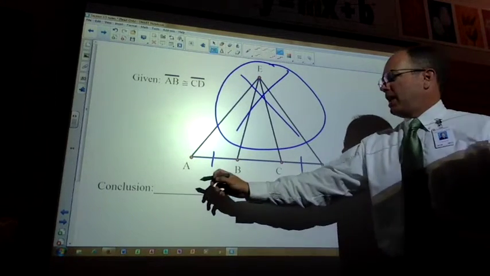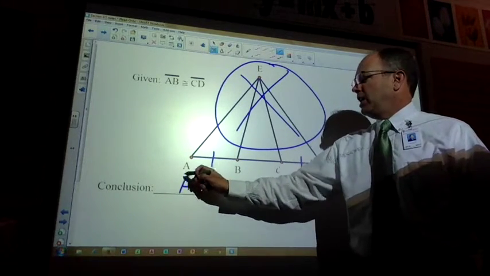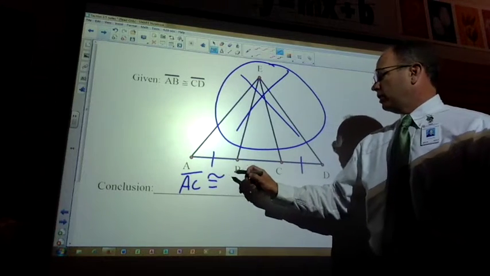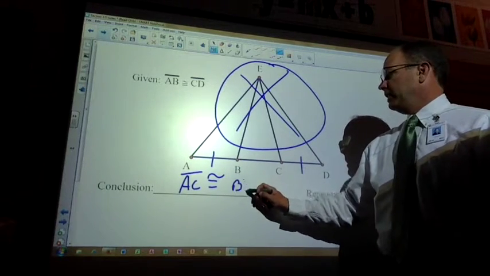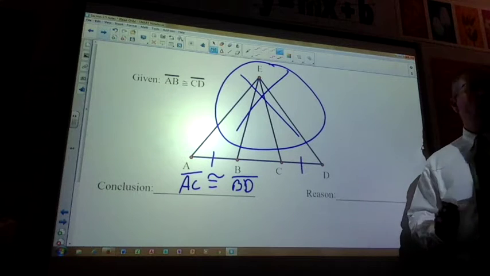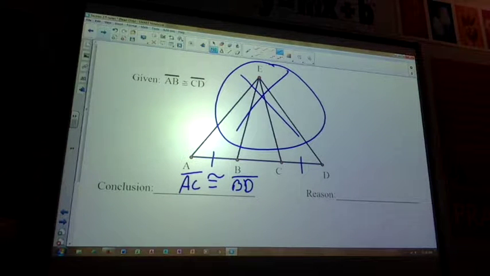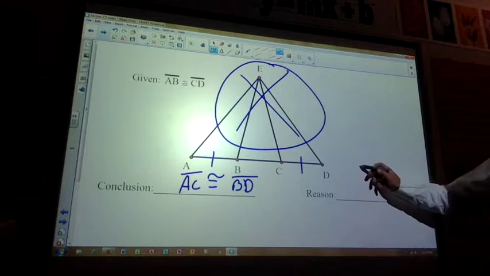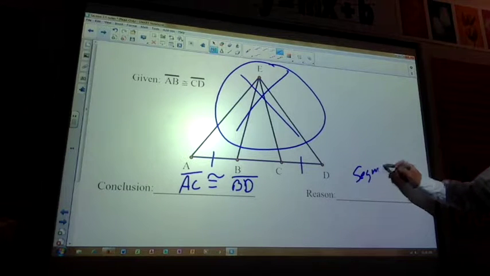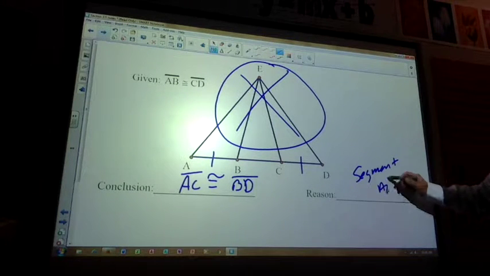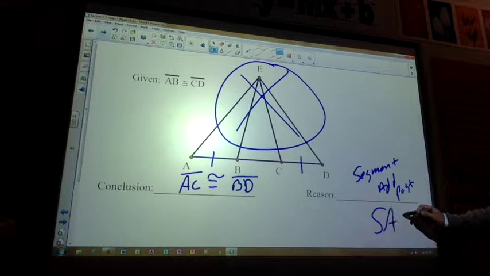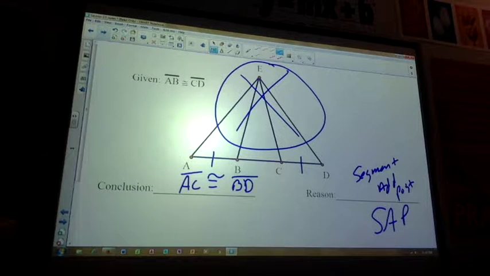Can we state that segment AC is congruent to segment BD? If so, why? Would it be segment addition postulate? Yeah, segment addition postulate. Or like some of you want us to put, seg. addition. Okay? Does that make sense?